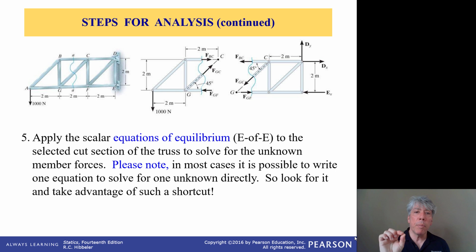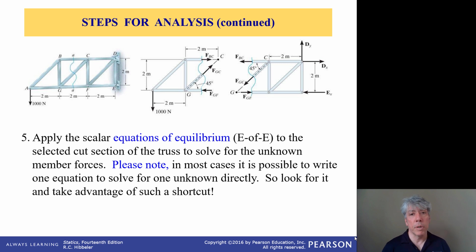So if you sum moments about point C, notice that F_BC and F_GC pass through C, but F_GF does not, and the moment arm of F_GF is trivial. The moment arm of the 1,000 Newton load is also trivial, and so it'd be wise to sum moments about point C because it'll make the equation easy, and you'll end up with just one unknown in the equation, and that would allow you to calculate F_GF and then sum forces in the horizontal and vertical directions and calculate those.